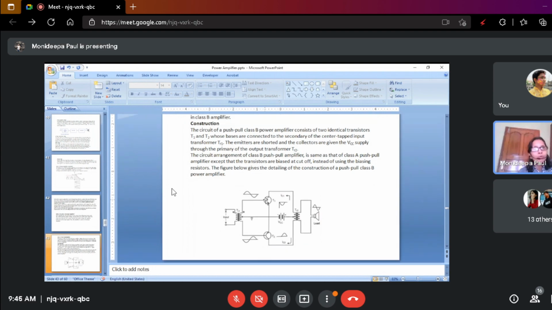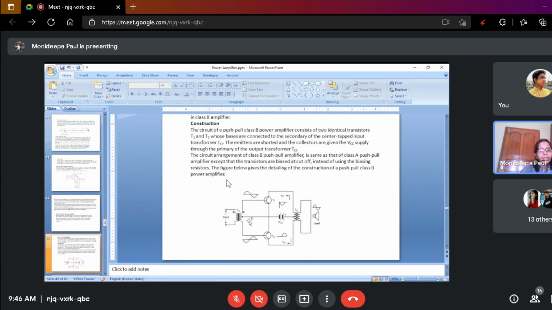Here in this push-pull arrangement, you see the input signal is fed with the help of transformer TR1. We get the output signal with the help of another transformer TR2. Here you see both the transformers are center tapped. At the same time, you should note the circuit diagram. This terminal is the emitter of transistor 1 and this terminal is the emitter of transistor 2. They are connected.